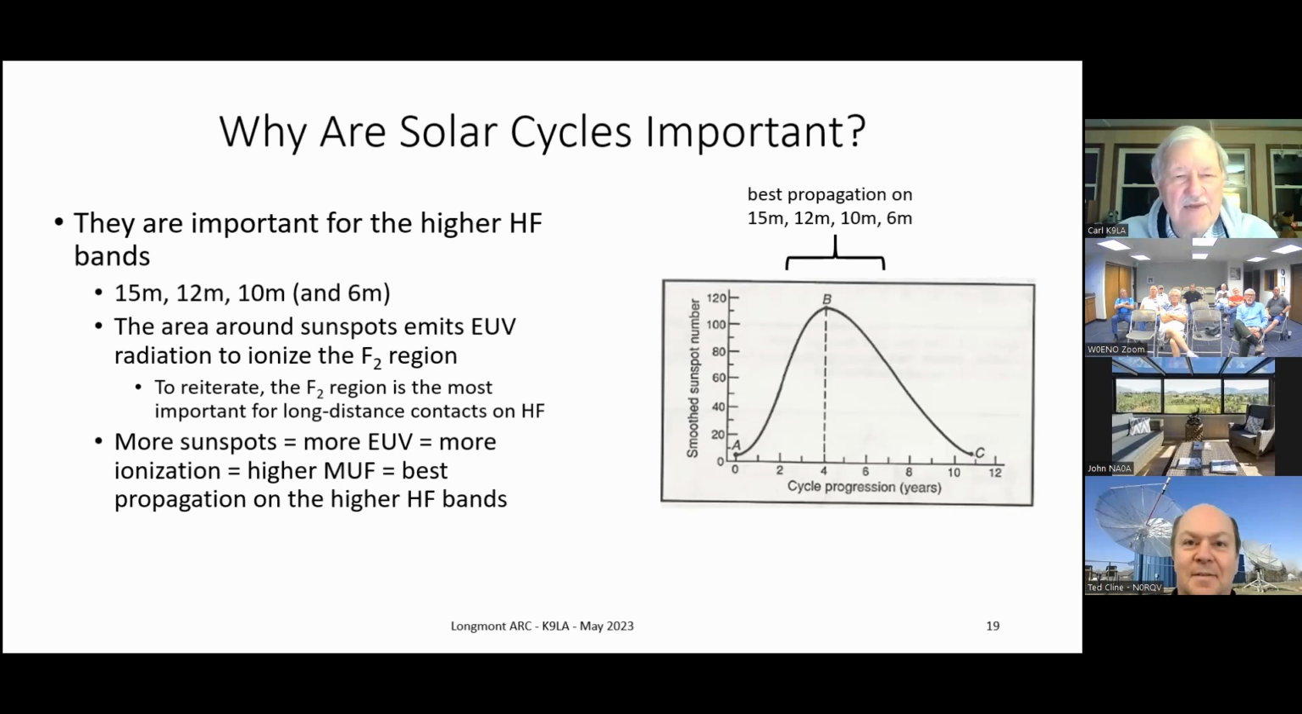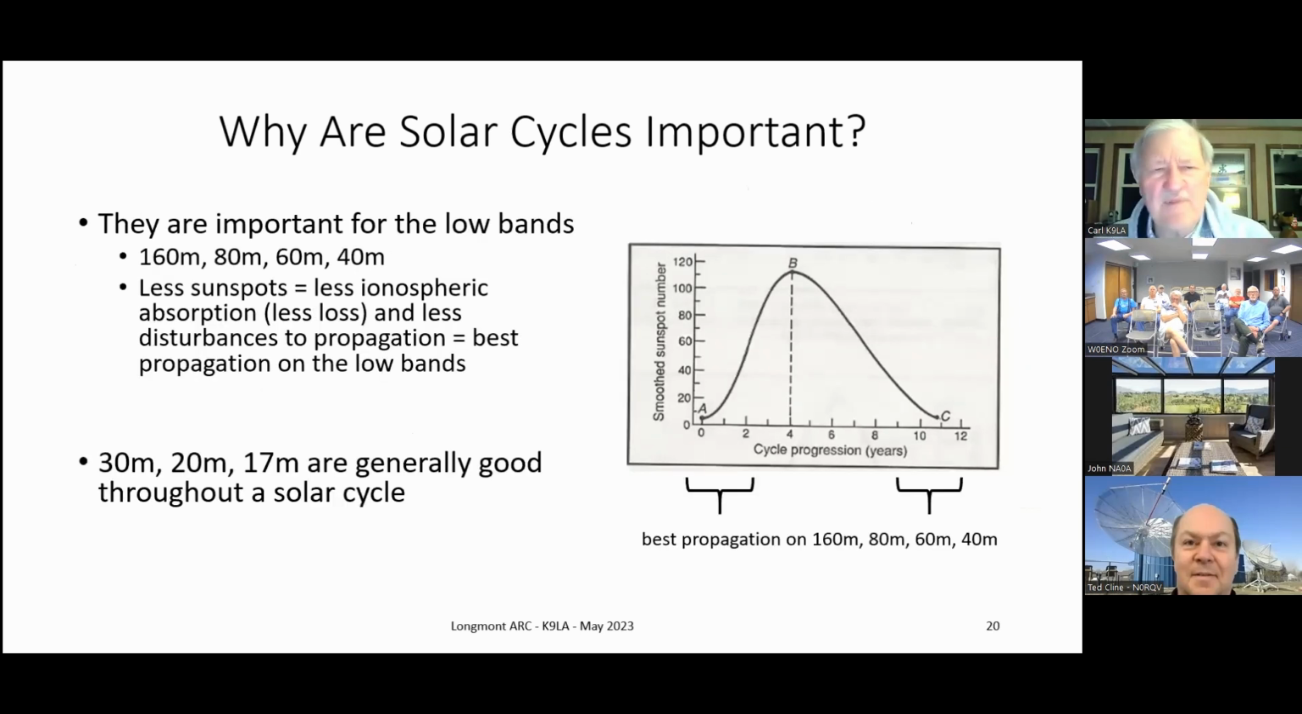The area around sunspots emits extreme ultraviolet radiation to ionize the F2 region. And let me reiterate that the F2 region is the most important for long distance contacts on HF. When we have more sunspots, there's more extreme ultraviolet, which is the true ionizing radiation of the F2 region. So we have more ionization. That means the higher the maximum usable frequency that you can use, and it gives us the best propagation on the higher bands. And of course, that's around solar maximum as indicated in the annotation above the cycle sketch there.